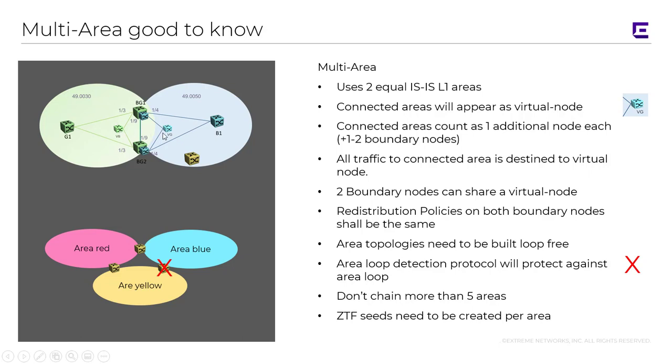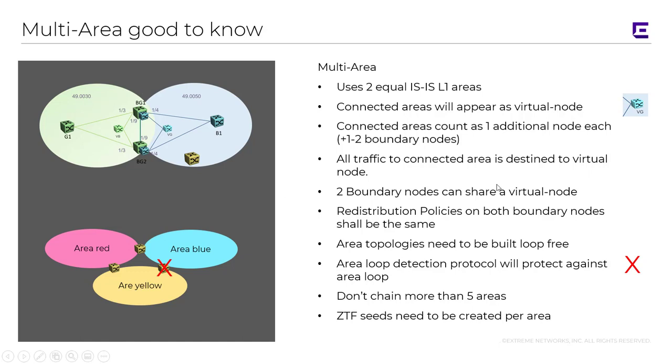Same thing conversely. VG is a member of the blue domain. He's a full member of 49000, but it's a representation of 490030 as far as LSDB, LSP information. And again, there could be hundreds of nodes within this area as well. So this boils down to a rule where connected areas basically count as one additional node each. That actually is a very, very big benefit when you think about scaling. And then we have to add in the one or two boundary nodes as well for the home area.